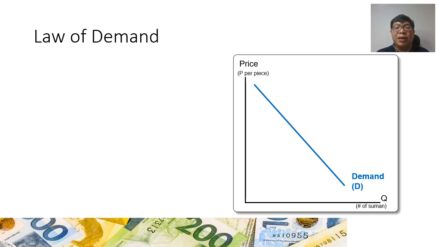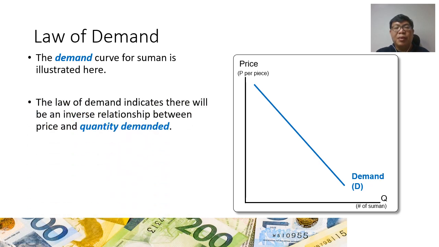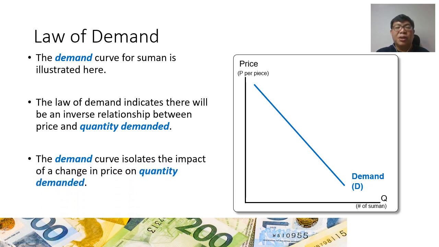So look at this picture of supply and demand, assuming the product is suman. The demand curve for suman is illustrated here. The inverse relationship is why it slopes downward, right? The law of demand says there will be an inverse relationship. So the demand curve isolates the impact of a change in price. The law of demand only talks about the impact of price. We are not discussing the other things that affect the product, suman. There are other factors. So price is the only thing we are discussing.